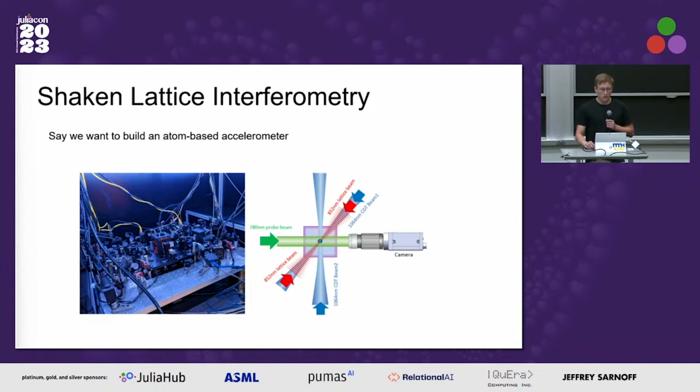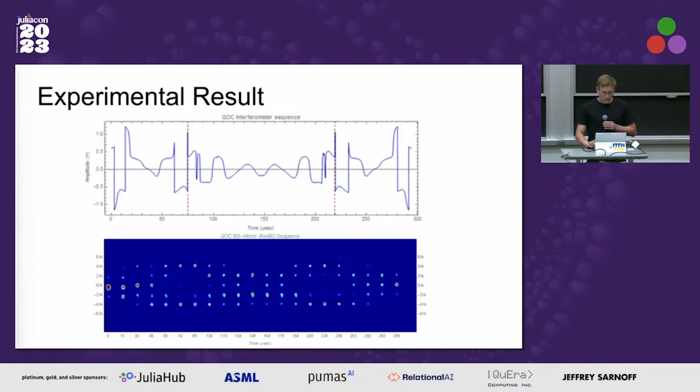Let's say we want to build an atom-based accelerometer. The way that this would have to be done is by taking a Bose-Einstein condensate, shining a couple of lasers on it, one to measure the system, one to actually cool and prepare the Bose-Einstein condensate, and then one laser lattice that could potentially control it. And our objective was to design a control sequence that would let us actually do the shaken lattice interferometry. And here are the results. So at the top, you see the control sequence generated by PRONTO.jl. And at the bottom, you see the actual experimental results from the physics lab.